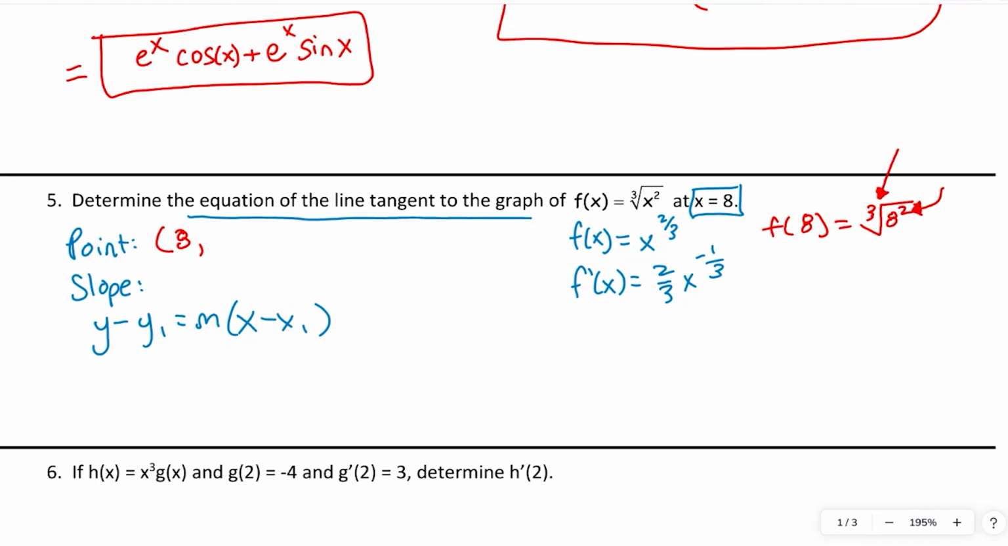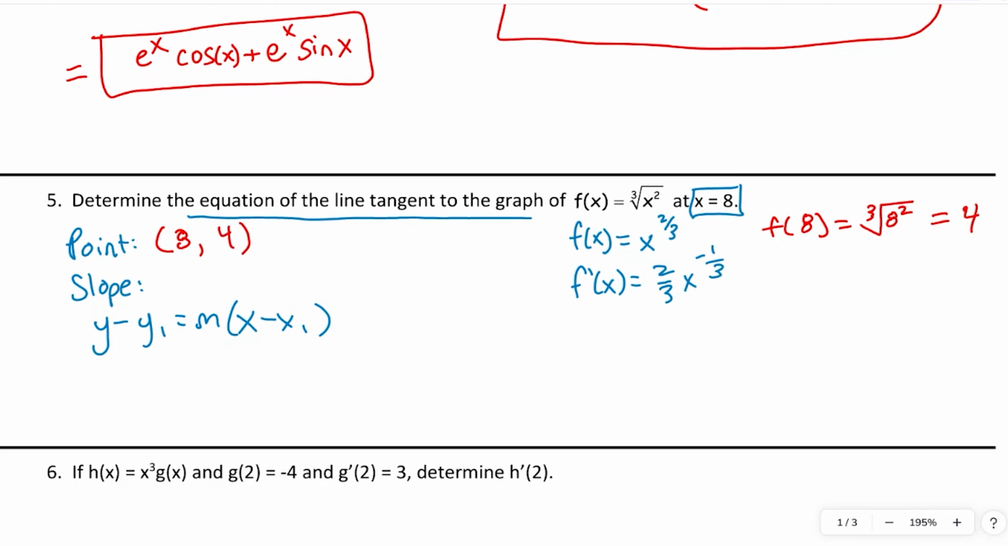I think doing the mental math is going to be a little bit easier than trying to take the cube root of 64. So the cube root of 8 is 2, and 2 squared is 4. So that's going to be our y coordinate.